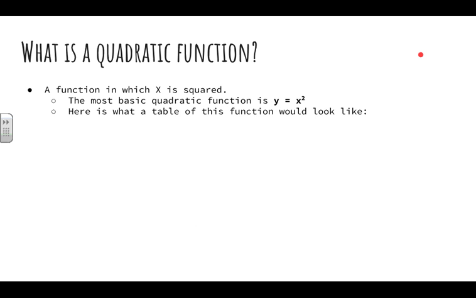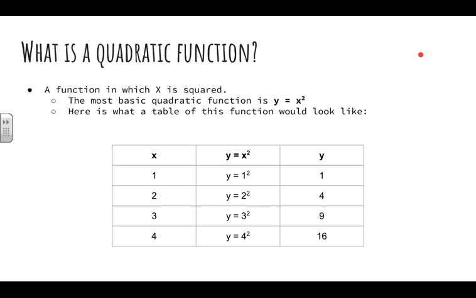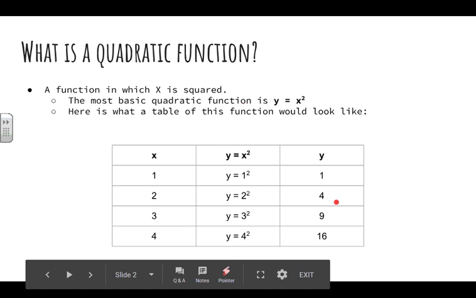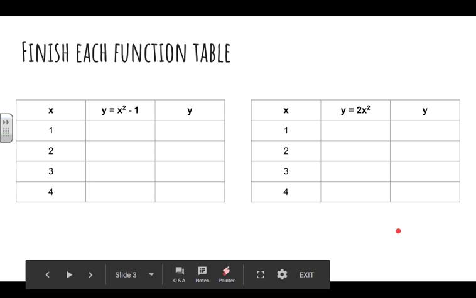All right, here's what a table of this function would look like. If x is 1, you would square it and you'd get a y of 1. If x is 2, you would square it and get a y of 4. If x is 3, you'd get a y of 9. If x is 4, you'd get a y of 16. All right. We're going to practice. We're going to complete each of these function tables.